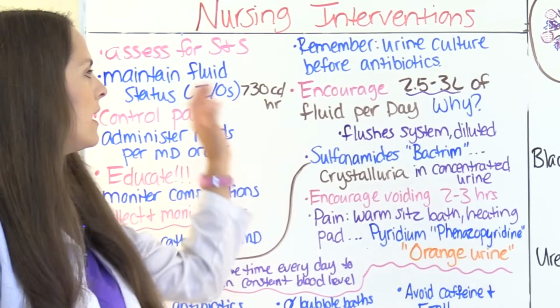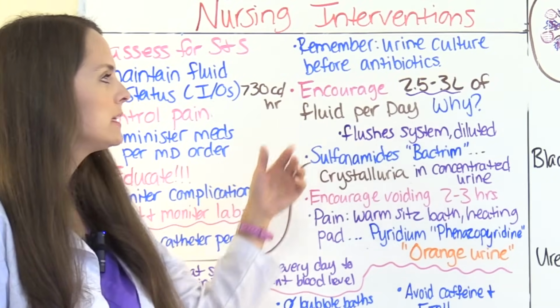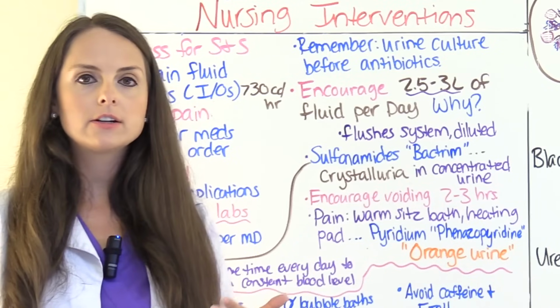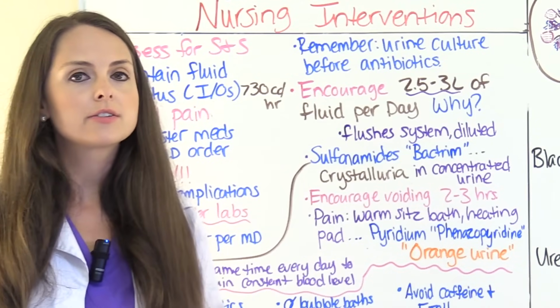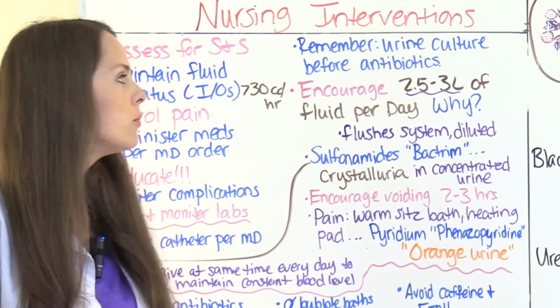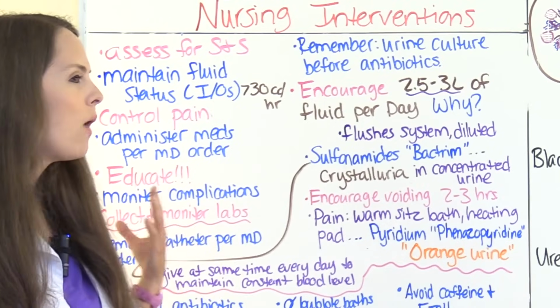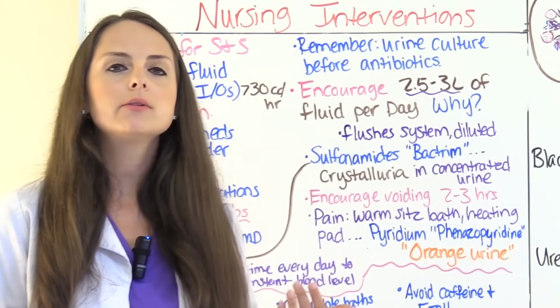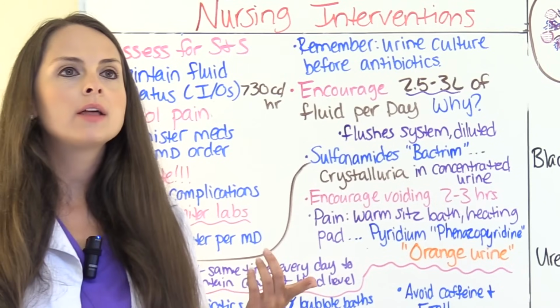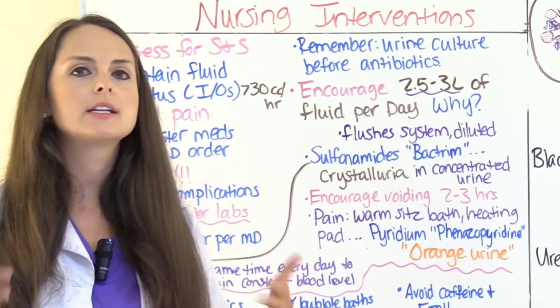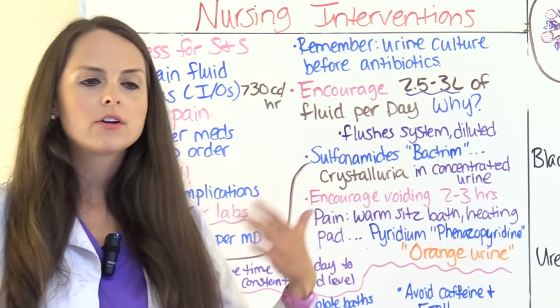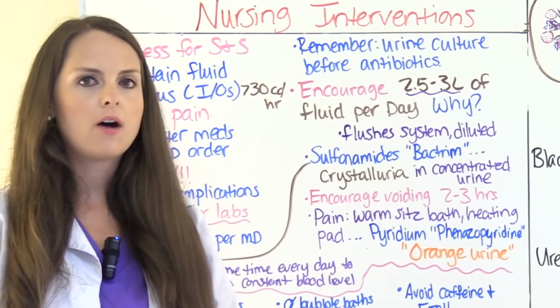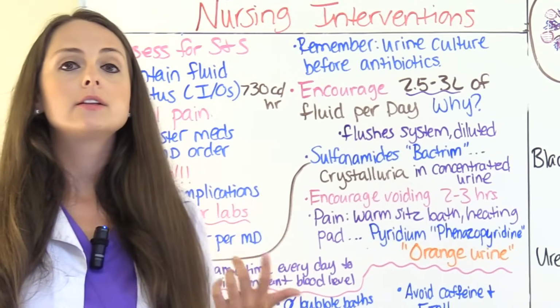Always remember that. We'll be encouraging at least 2.5 to 3 liters of fluid per day, as long as they don't have any contraindications, whatever the physician orders. And why do we want them to take in this much fluid? Well, number one, we want the urinary system to be flushing itself, getting that bacteria out. They're on antibiotics, it's fighting it, but we want it out. And we want to keep the urine diluted.